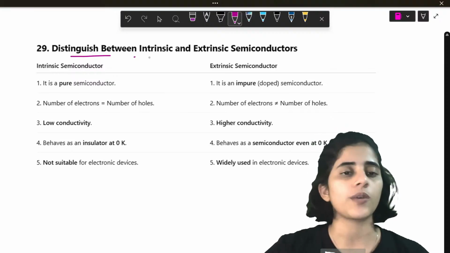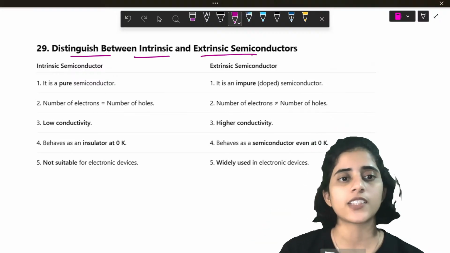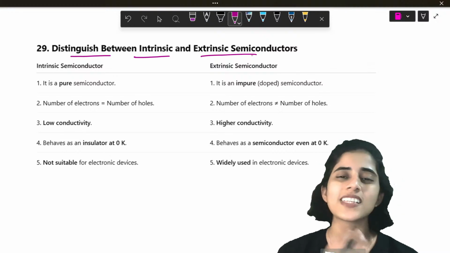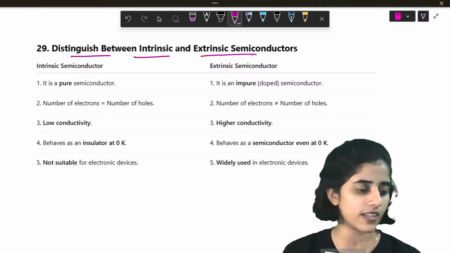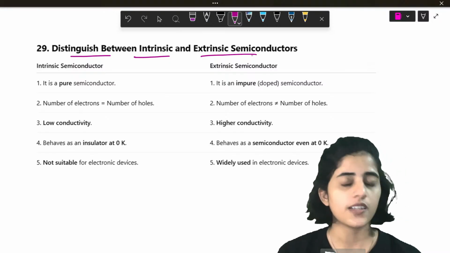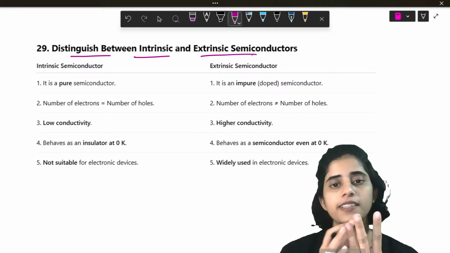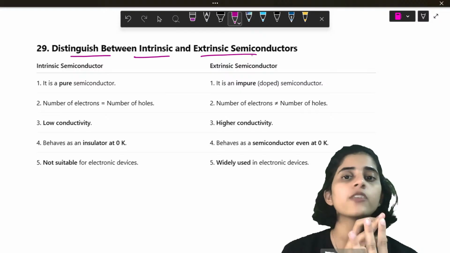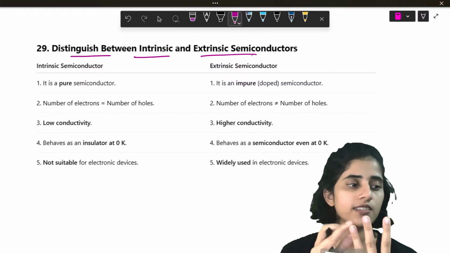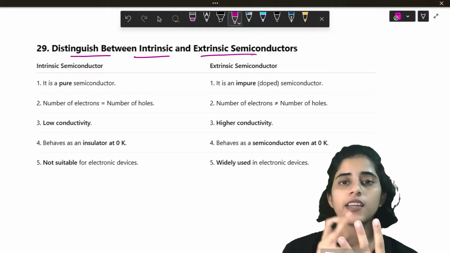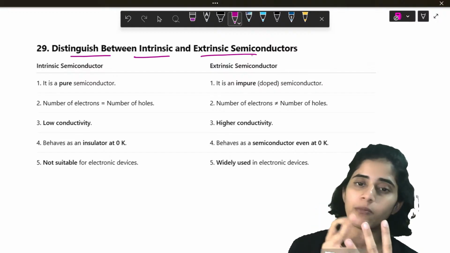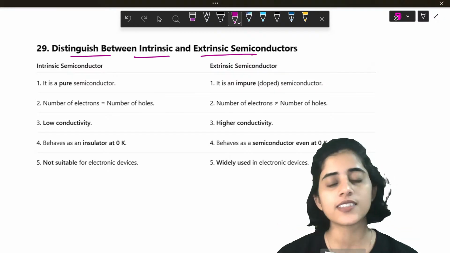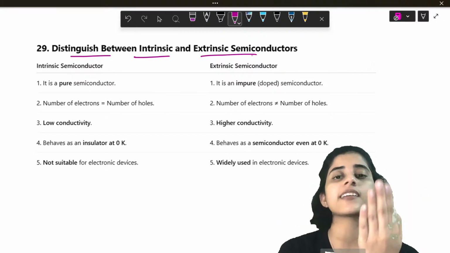Next one. Distinguish between intrinsic and extrinsic semiconductors. So, what are semiconductors? Let's look at that. There are 3 kinds of materials: conductors, semiconductors, insulators. Conductors conduct very well. Semiconductors conduct not very well, but not that bad. Insulators do not conduct. What do you mean by conduct? It could be conducting heat, conducting electricity. Basically, it allows this to pass through.